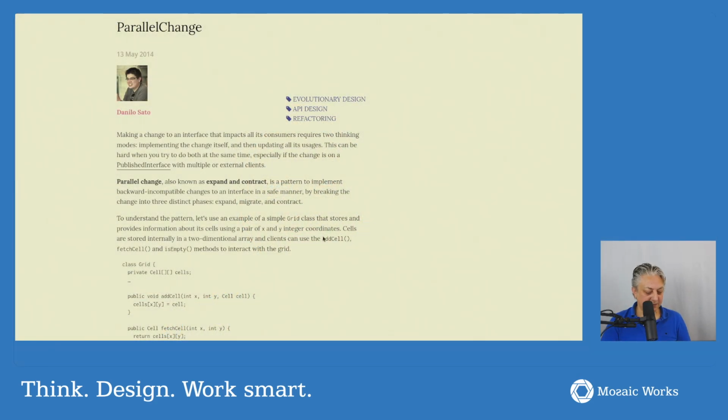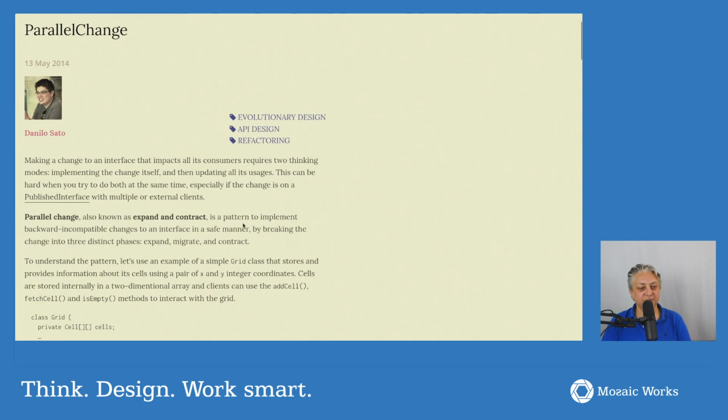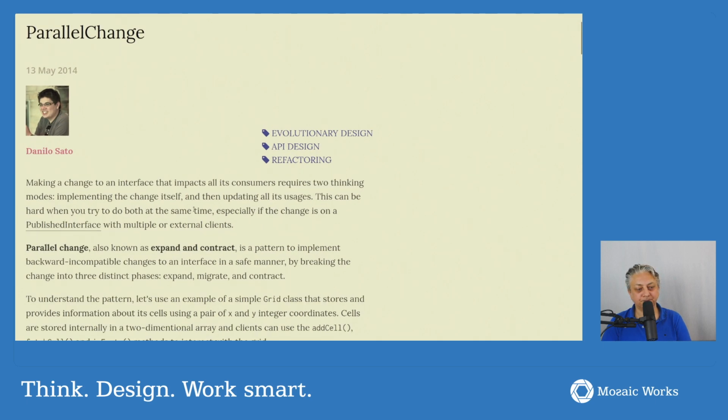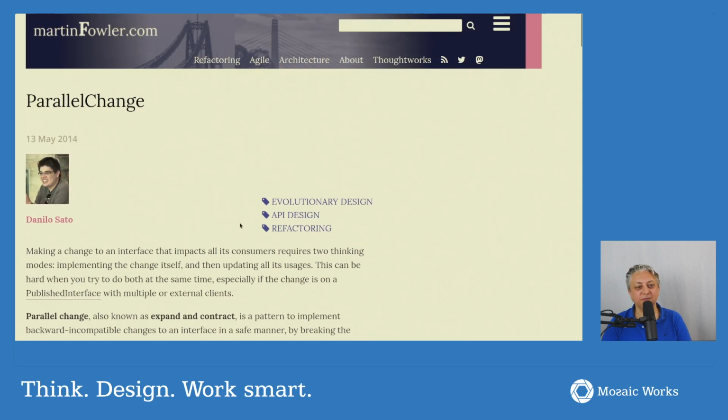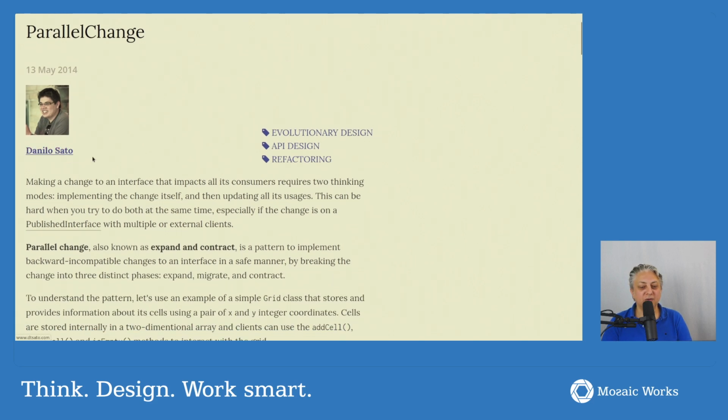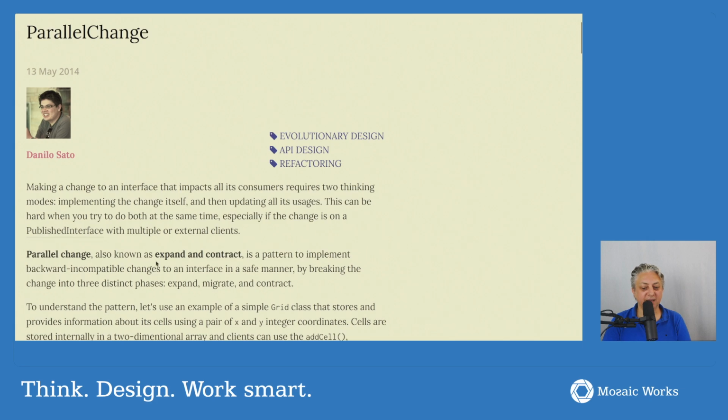And one key pattern that you can apply in order to do this is called parallel change. This is what I like to talk about. This is an article published on 13 May 2014 on Martin Fowler's Bliki, martinfowler.com. The author is Danilo Santo, and it's talking about this pattern called parallel change, or expand and contract.